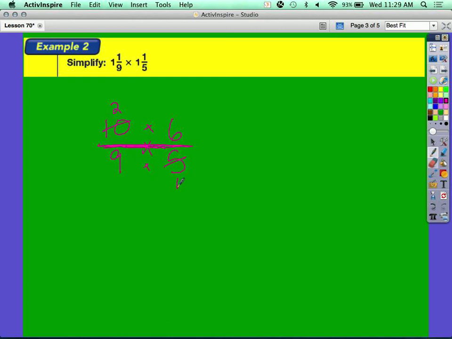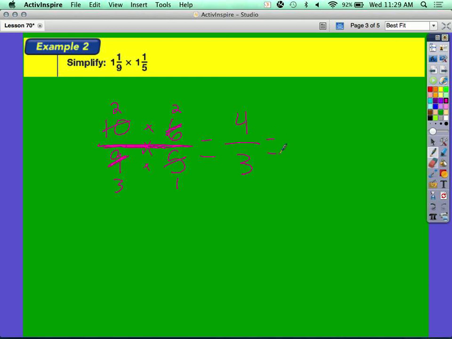Okay? Now, there's nothing else that goes with the 2 on bottom. So I'm going to go over to my 6. There's no 6s on bottom, but what I do have is a 9, and a common factor there is 3. So 3 goes into 6 2 times. 3 goes into 9 3 times. Okay? Now there's no more numbers with common factors. I multiply the tops, I get 4. Multiply the bottoms, I get 3.